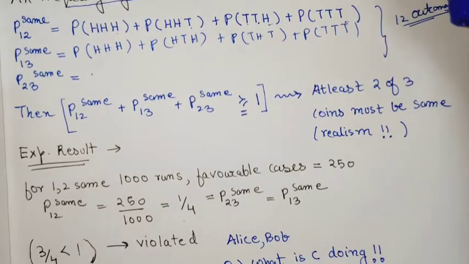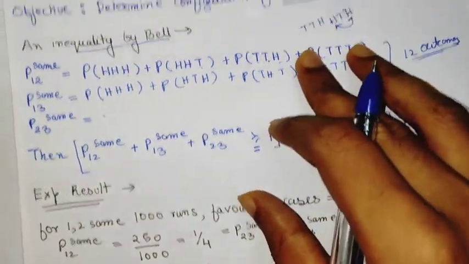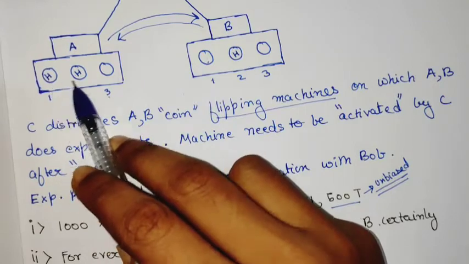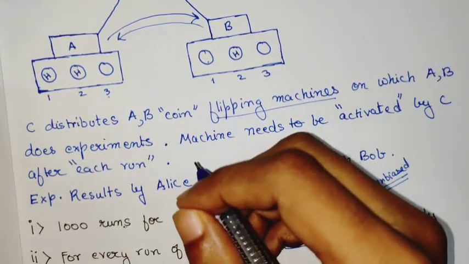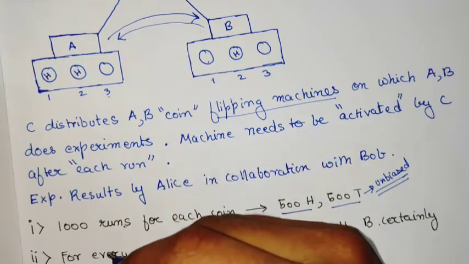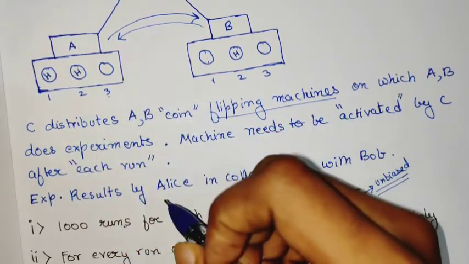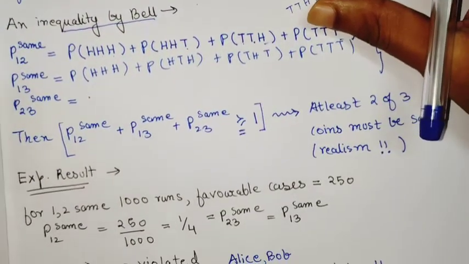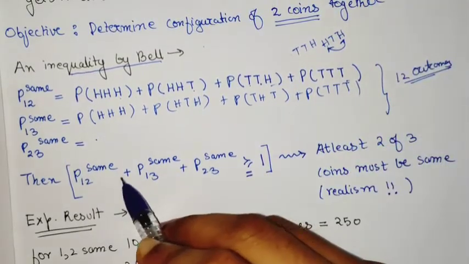Now they will just say that, well, if it follows this inequality, that means this process of determining 2 coins together is a valid process, and this will be a nice discovery that they can do using this machine. But now they have to just check that this inequality holds.